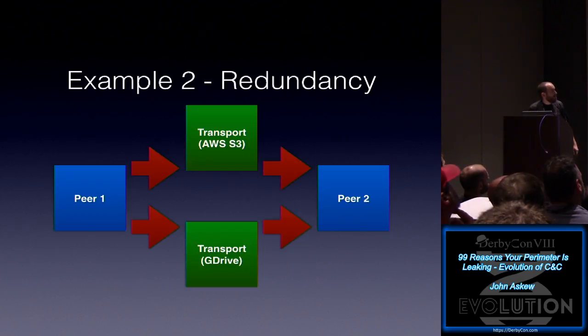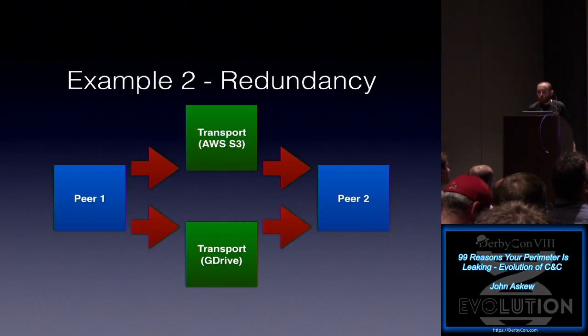Example number 2 is redundancy. So another thing we kind of get for free by approaching things this way is you can have redundancy. We've got peer 1 and peer 2, and they can both connect to an S3 bucket of some sort, and they can both connect to Google Drive. So we can have them use both methods to relay messages back and forth. And then if one goes down, you can have failover through the other one, which is something that would be useful in an engagement, right? You always want to have multiple ways so you're not out of luck if one goes down.